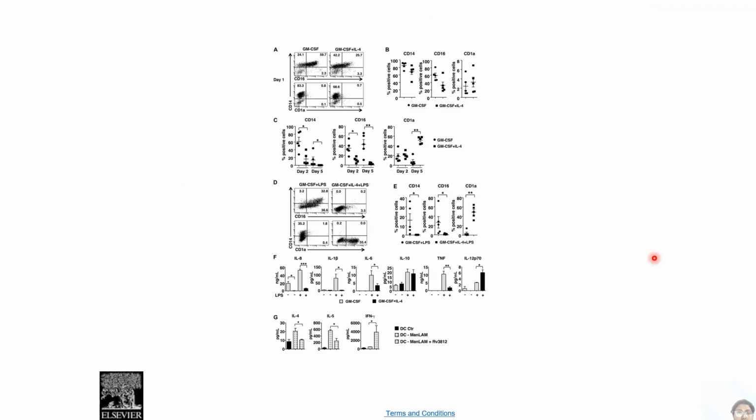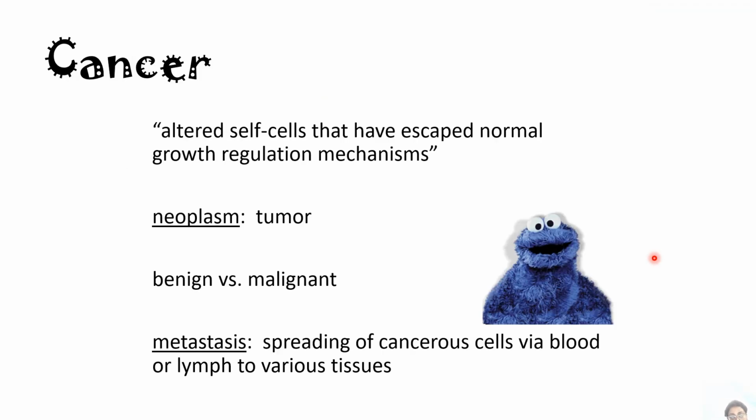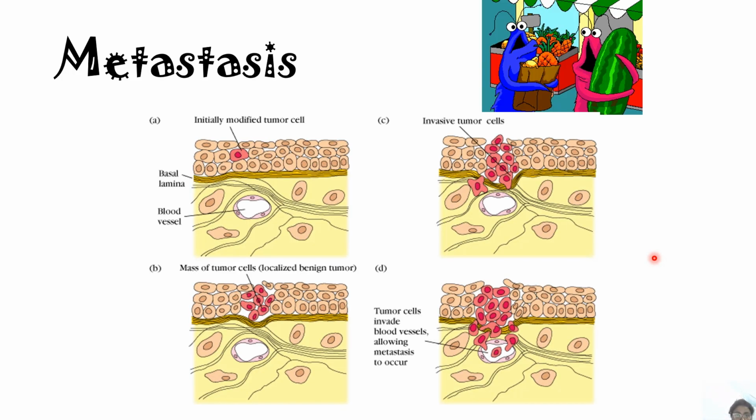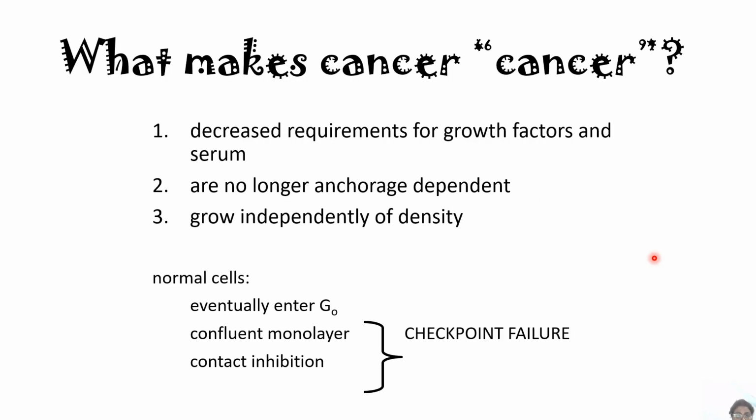Okay. Now if we talk about cancer and the immune system, we talk about tumors and metastasis. Cancer is basically altered cells that have escaped normal growth regulation mechanisms. A neoplasm or tumor can be benign or malignant. Metastasis is basically spreading of cancerous cells via blood or lymph to various tissues. Carcinoma arises from endodermal or ectodermal tissue. Leukemia arises from hematopoietic stem cells, or lymphoma. Sarcoma arises from mesodermal connective tissues.